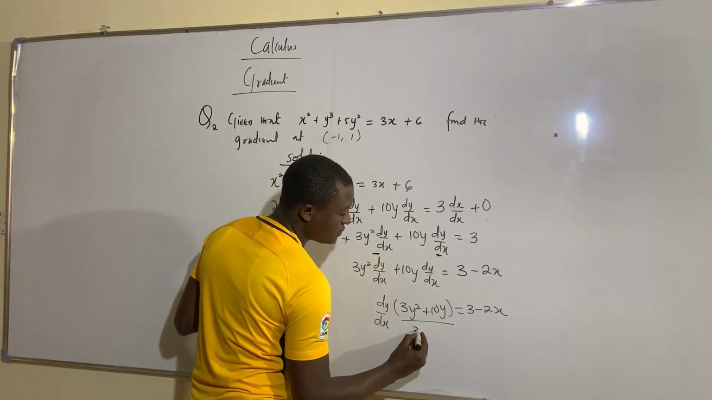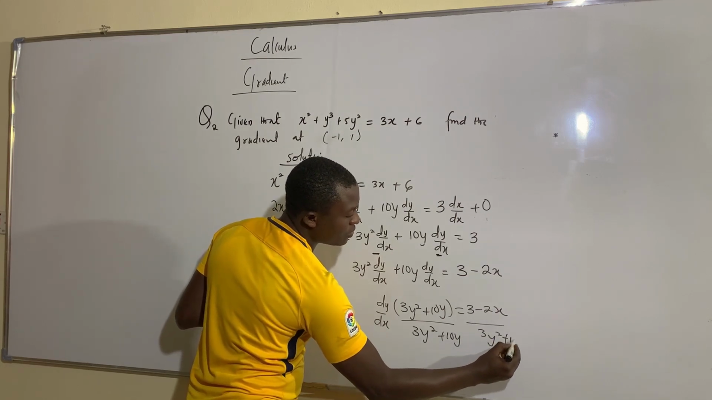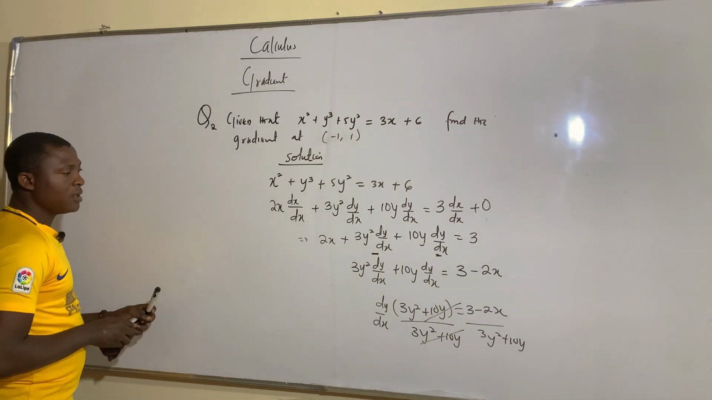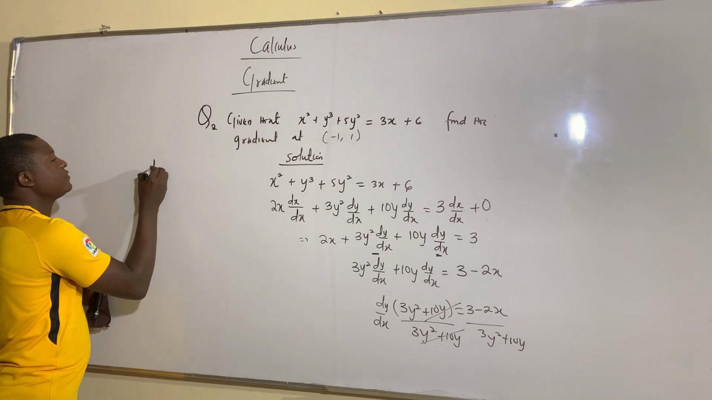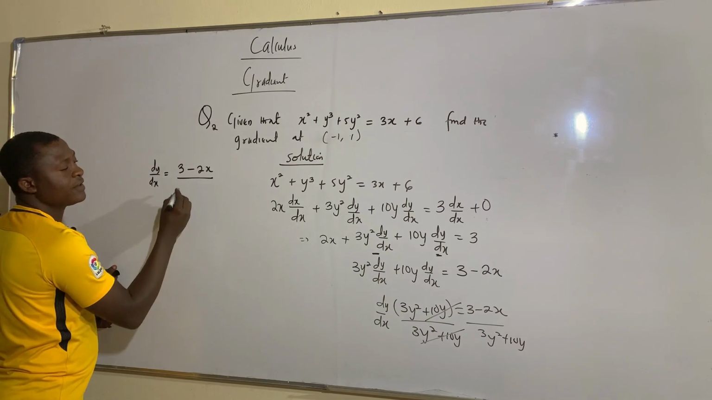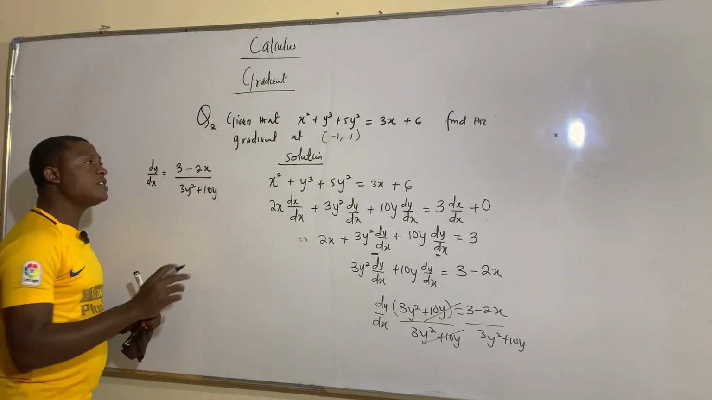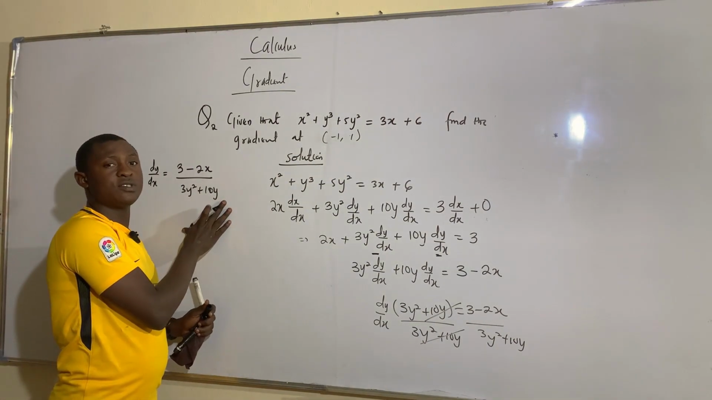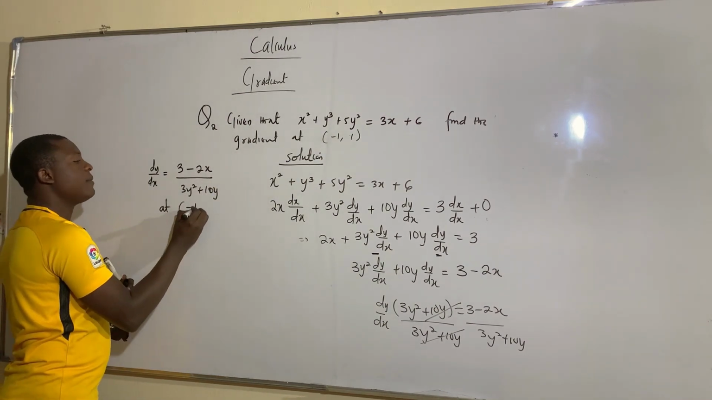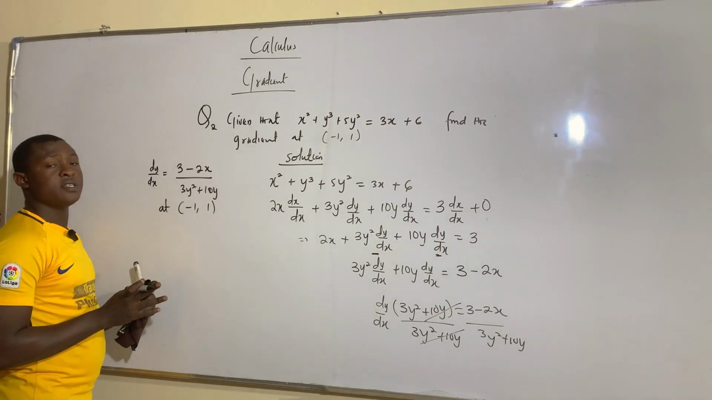So divide all through by 3y squared plus 10y. If this cancels this, that means that we have dy dx to be, so therefore dy dx is now 3 minus 2x all divided by 3y squared plus 10y. Assuming this point is not given, this is going to be our slope, this gradient, but we are given the point minus 1 and 1.